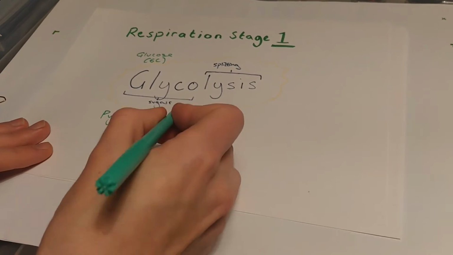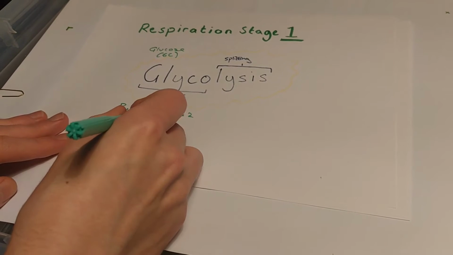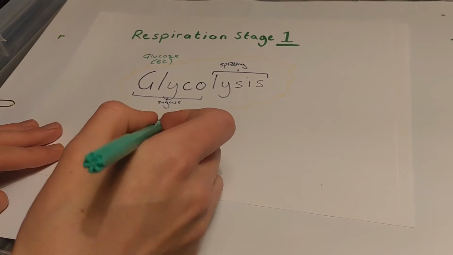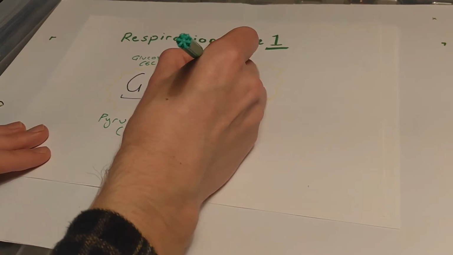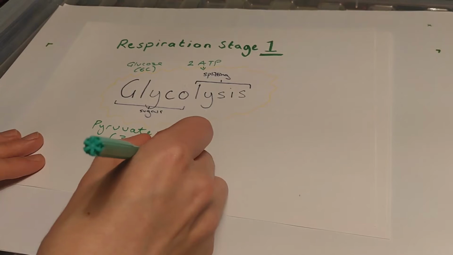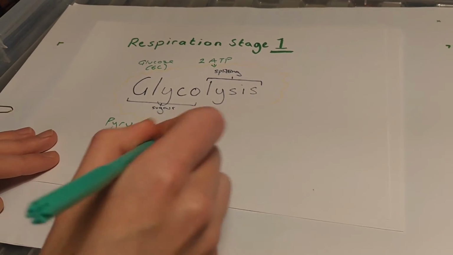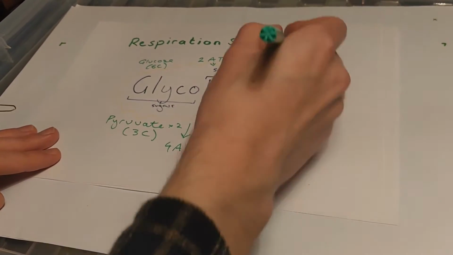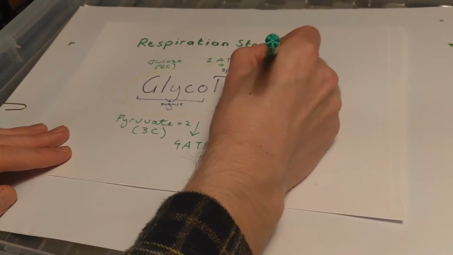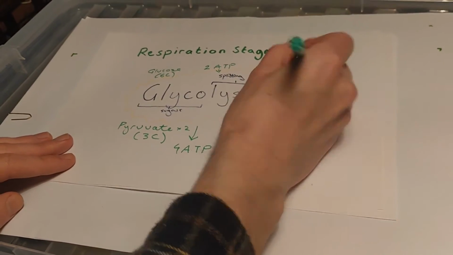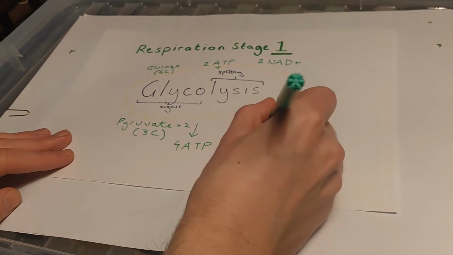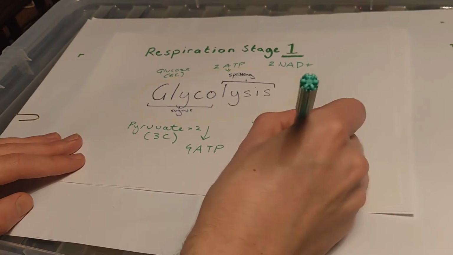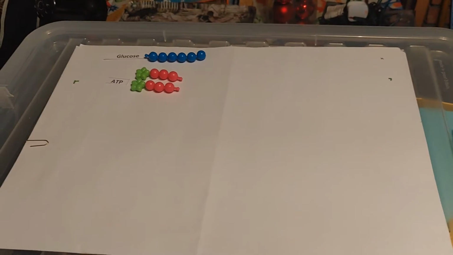2 molecules of pyruvate, which has got 3 carbons in it. Now this takes 2 ATP at this end to produce 4 ATP at this end. And finally, it takes in 2 NAD plus to produce 2 reduced NAD, NADH. So, the point behind glycolysis is to split glucose.